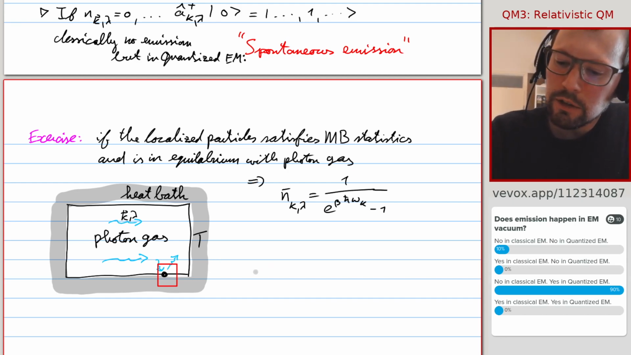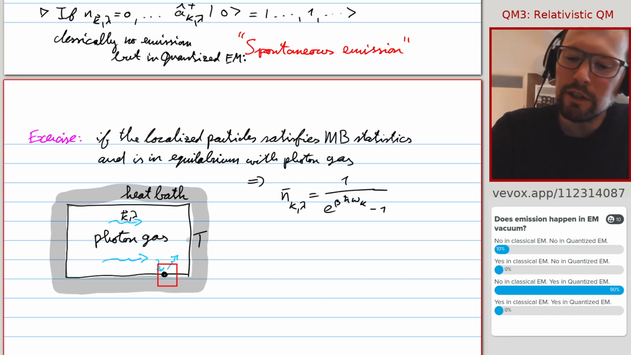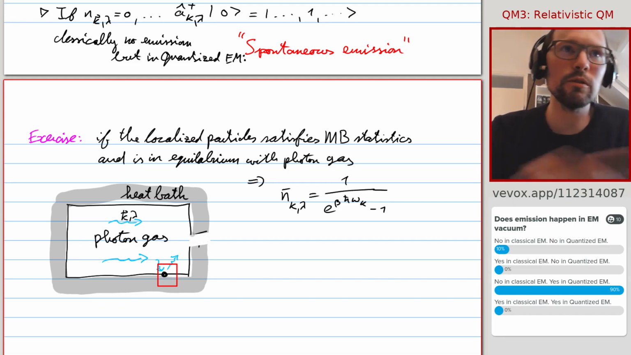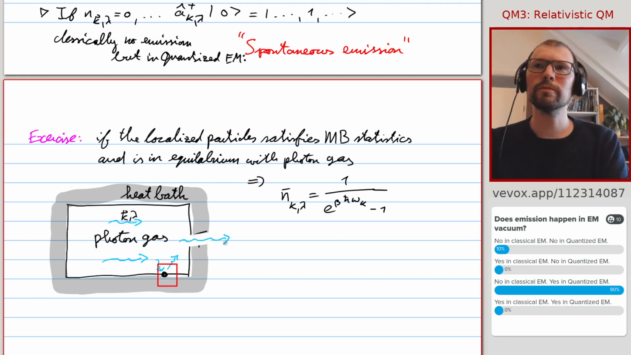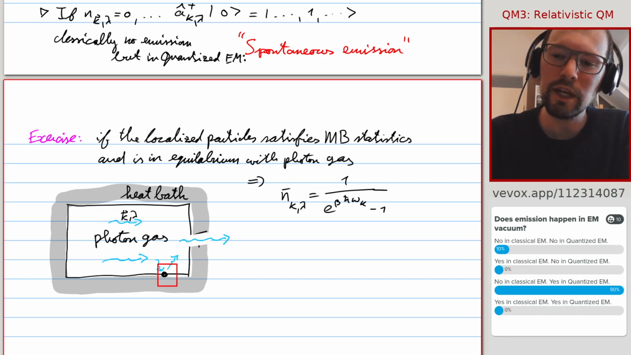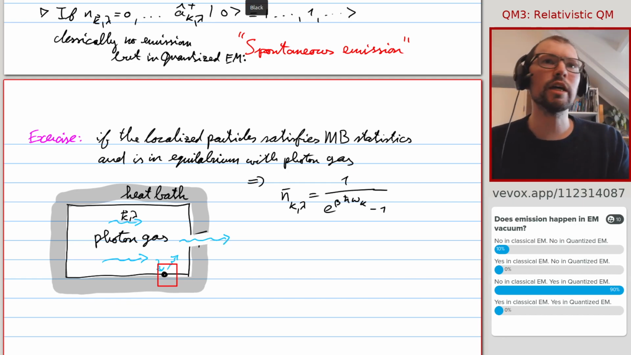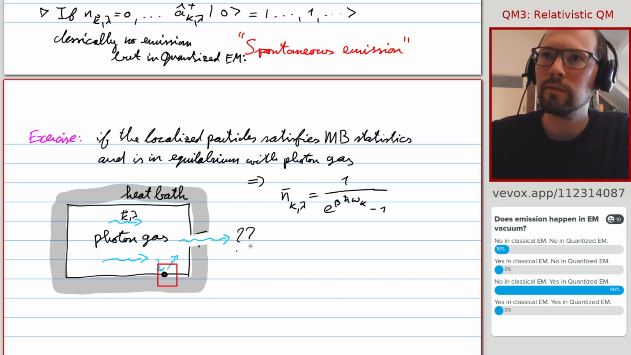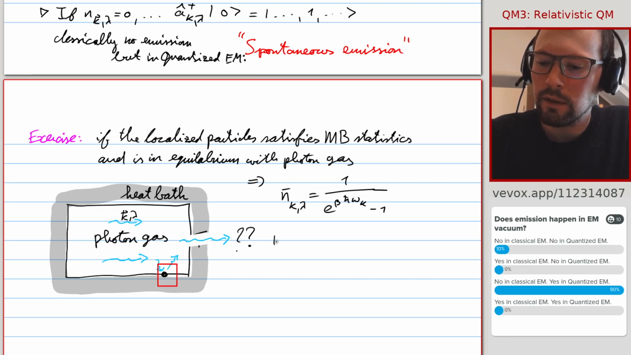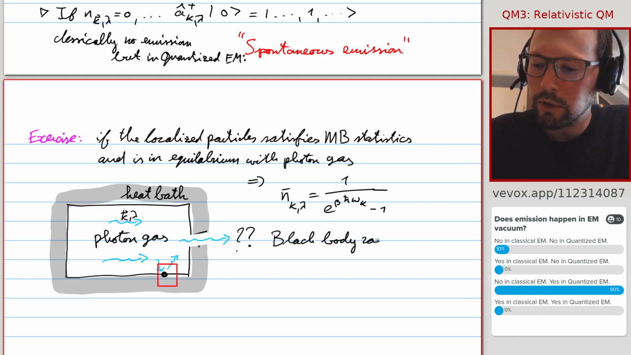So let's look at a couple of consequences there. The simplest consequence one can think of is asking just what do you see if you then open the enclosure? So what does the photon gas look like? We have the photons now coming out. What is the energy distribution or the wavelength distribution of these photons? And this is black body radiation.